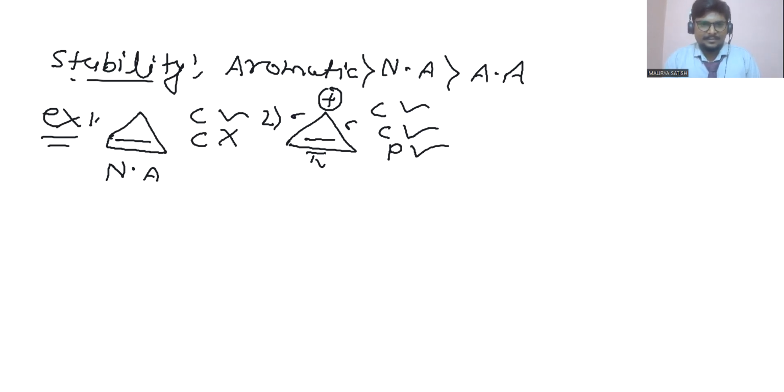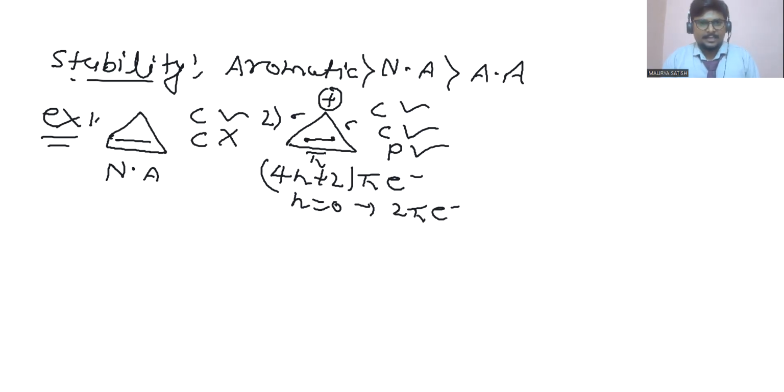Then we have to check the 4n plus 2 rule, 4n plus 2 pi electrons. There are 2 pi electrons present in this compound. So if I put n equals 0, you'll get 2 pi electrons. So obviously it satisfies this rule also. So it is aromatic because it satisfies all the rules. Okay, clear? Then move to the next example.